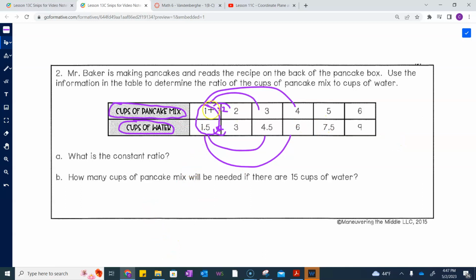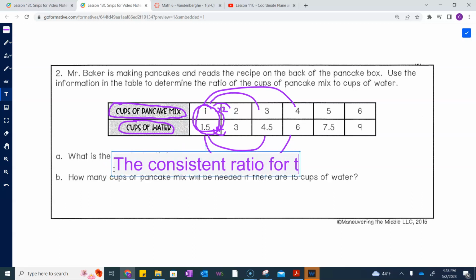They started with this ratio right here, which is your constant ratio, and they built on it from there. They scaled it up as they went. So the consistent ratio for this table is 1 to 1.5.